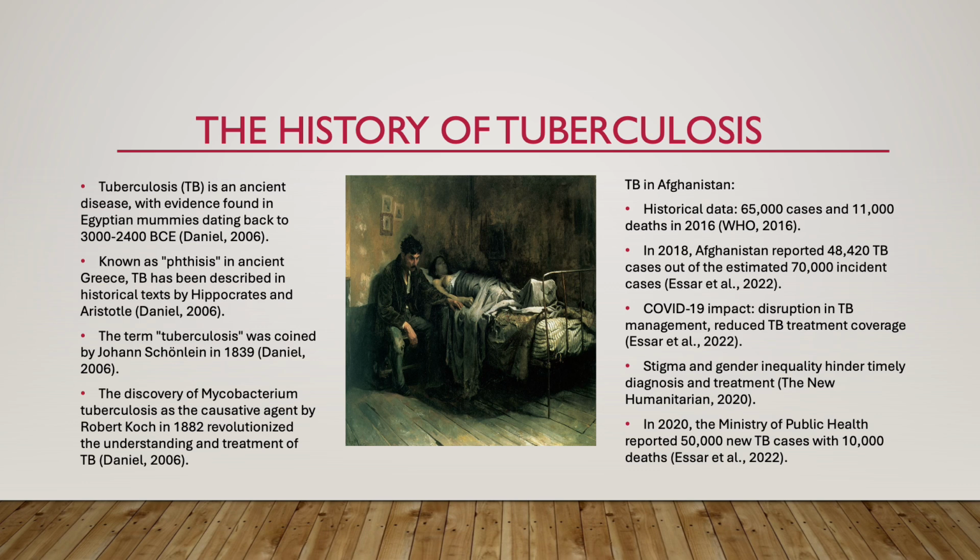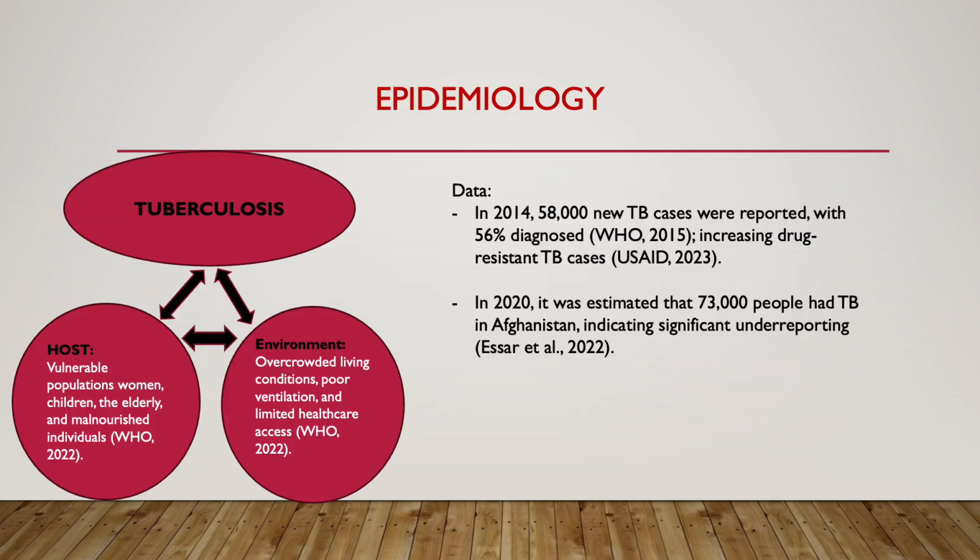In 2018, there were 48,420 reported cases. The COVID-19 pandemic disrupted TB management, reducing treatment coverage. Additionally, stigma and gender inequality hindered timely diagnosis and treatment. Significant milestones include the introduction of the BCG vaccine, the development of streptomycin, and the implementation of the DOT strategy.